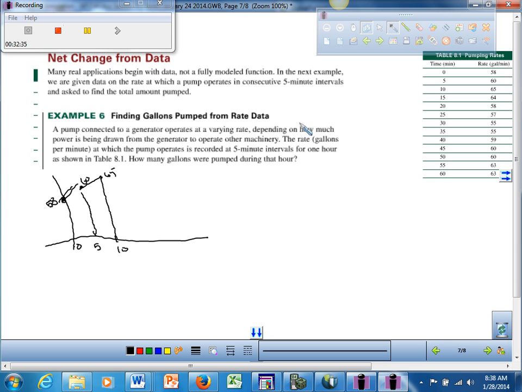Here we have, on the y-axis, gallons per minute, and on the x-axis, minutes. I always use the units to help me find the units that I'm looking for in the end. So if I'm finding the area of this trapezoid right there, I'm doing gallons per minute times minutes to give me gallons. What am I asked to find in this problem? How many gallons were pumped? So that helps me realize that to do this, I need the area under the curve of this data.